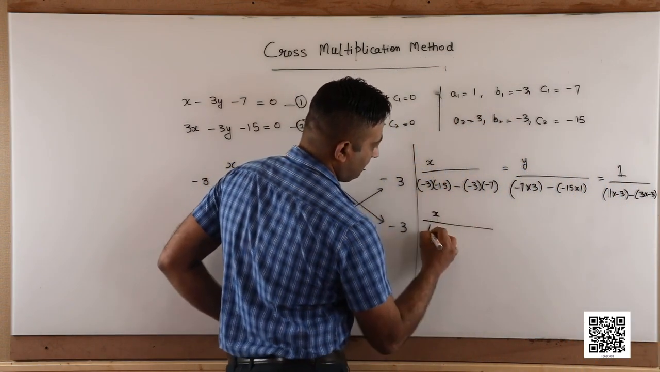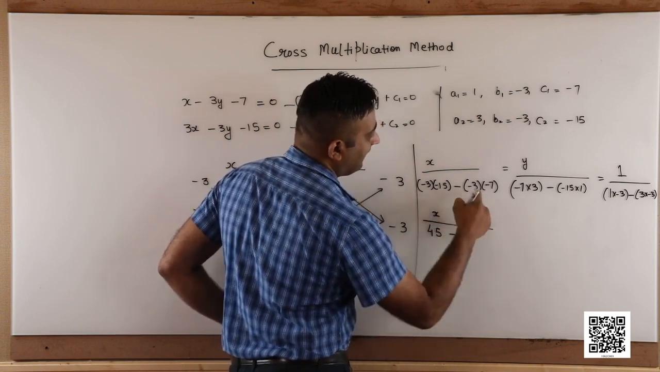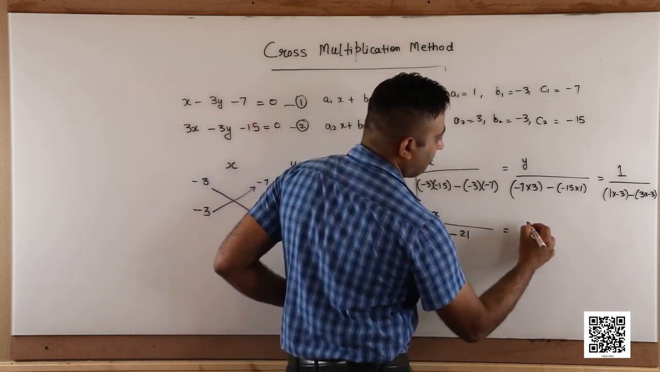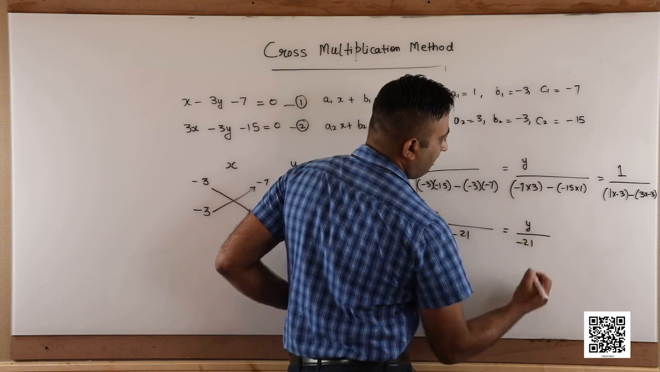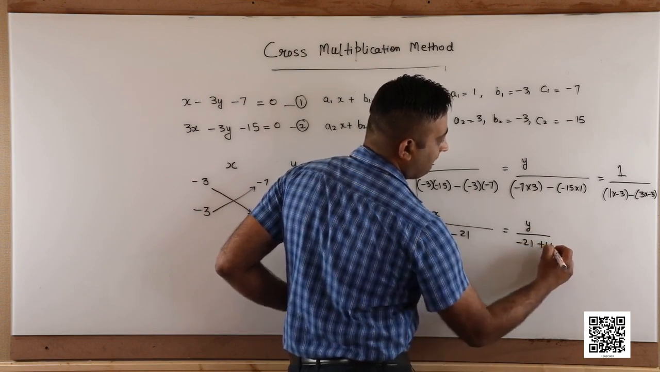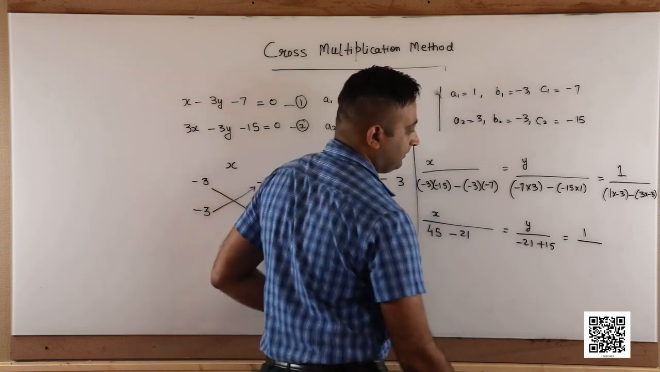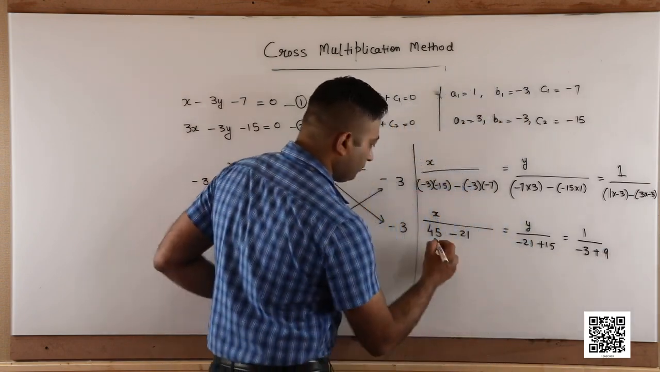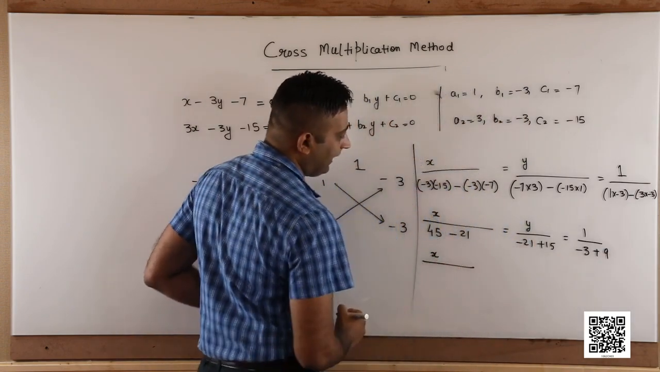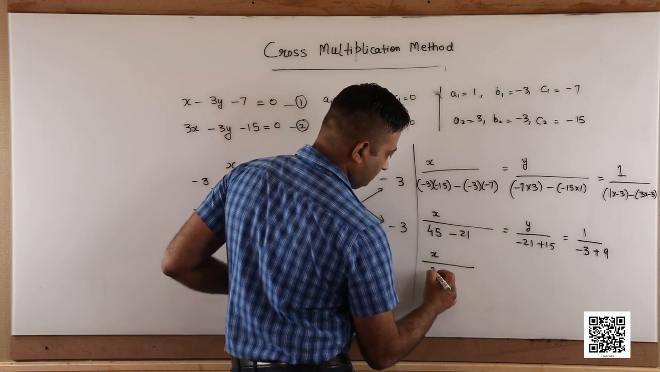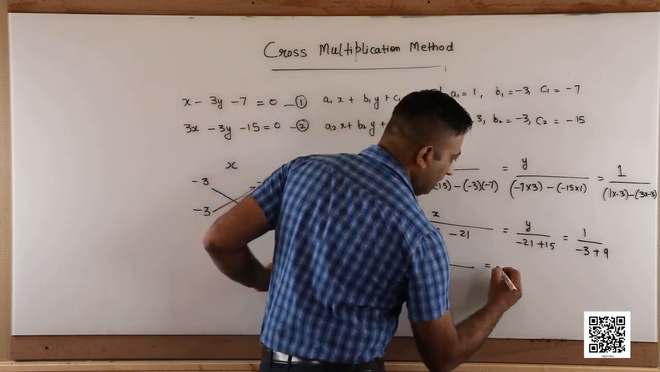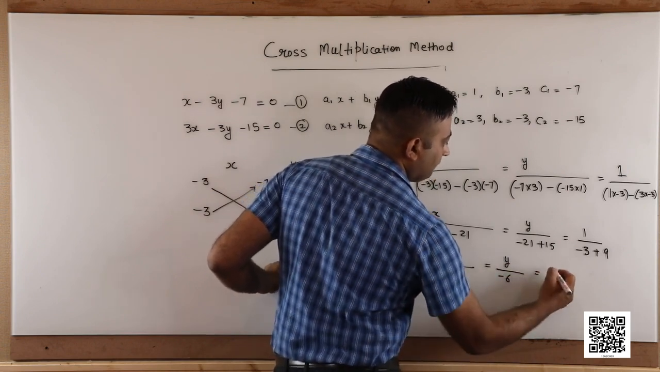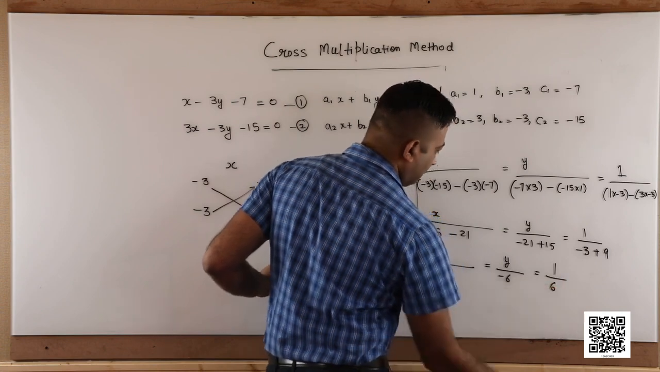x upon 45 minus, and this minus into minus will be plus, so this is 21 is equal to y upon minus 21 plus 15 is equal to 1 upon minus 3 plus 9. So let us further simplify. x is equal to x upon 24 equals to y upon minus 6 equals to 1 upon 6.